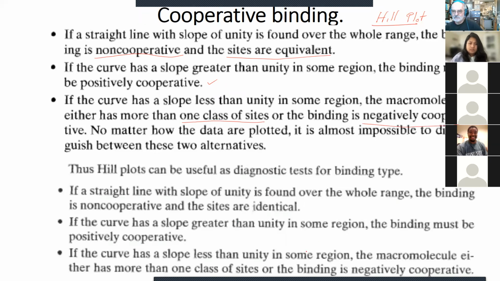The section down below says the same thing. All it adds is that it's impossible to distinguish between negatively cooperative and multiple classes of sites. Yes, here unity means 1. That's the slope of 1. That's exactly right.